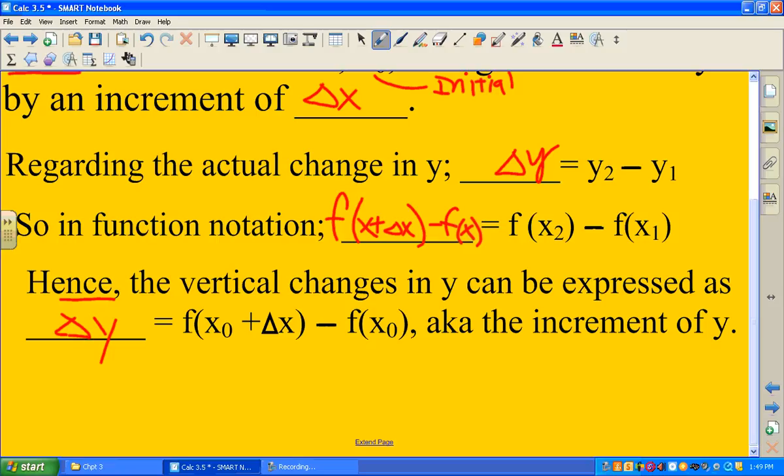And we called this a lot of different things. We called this f of x2 minus f of x1. We called this y2 minus y1. We called it a lot of different things. Okay?